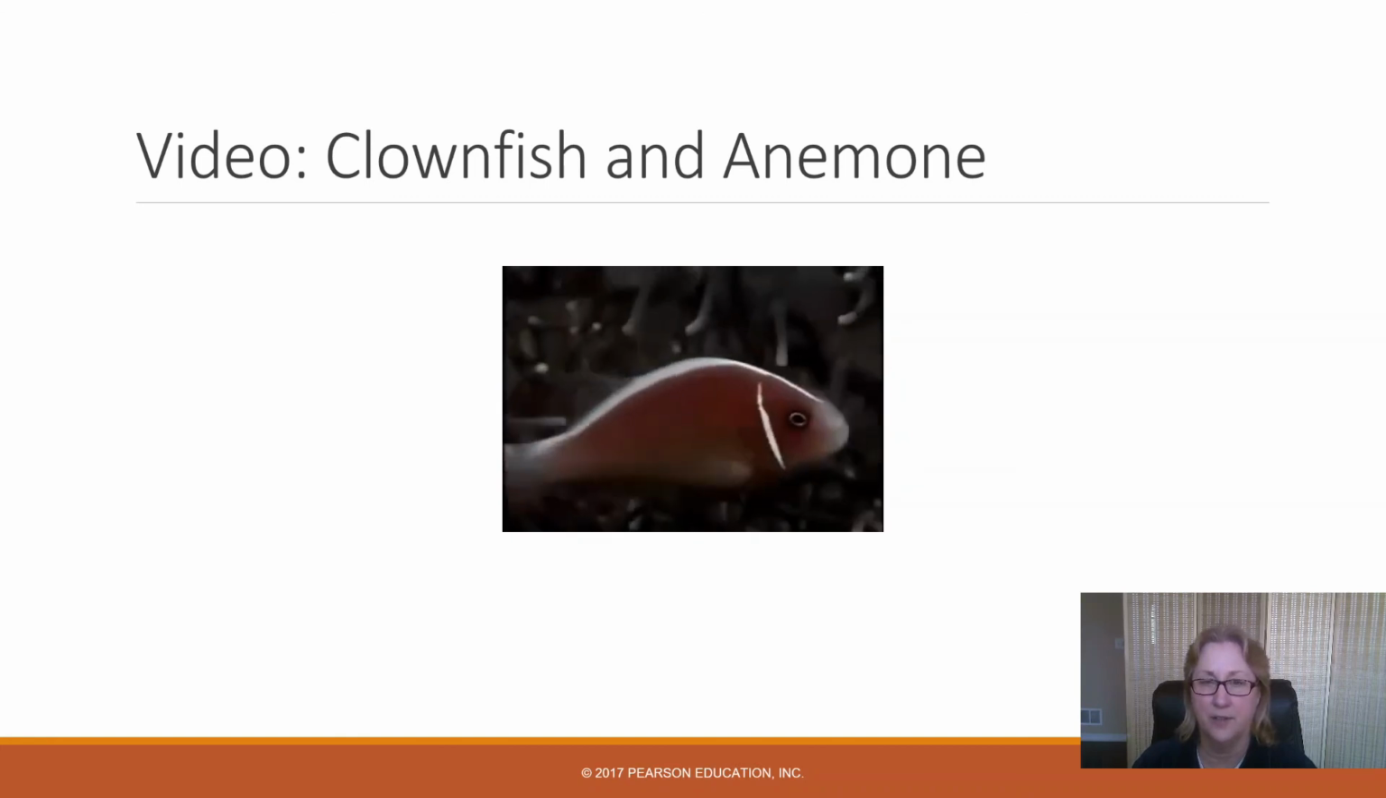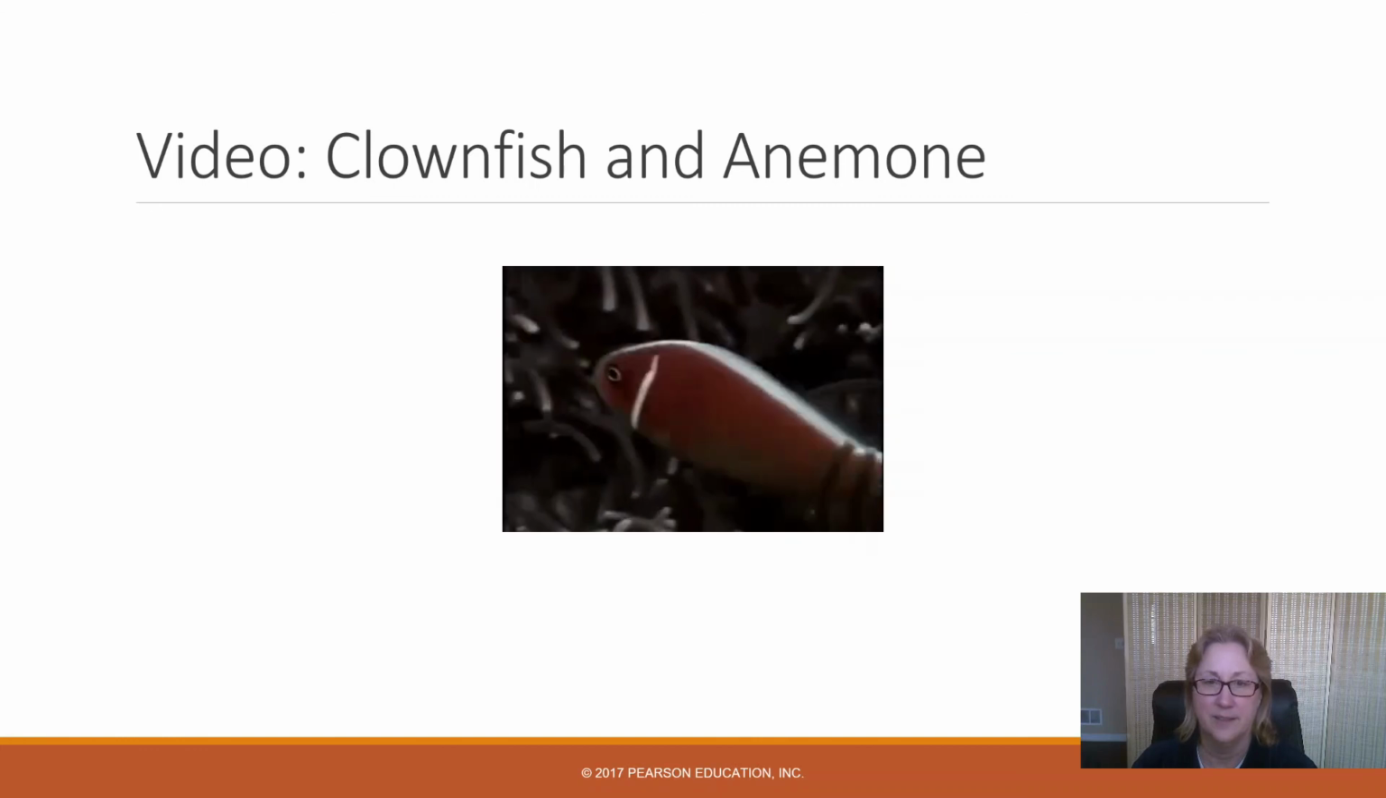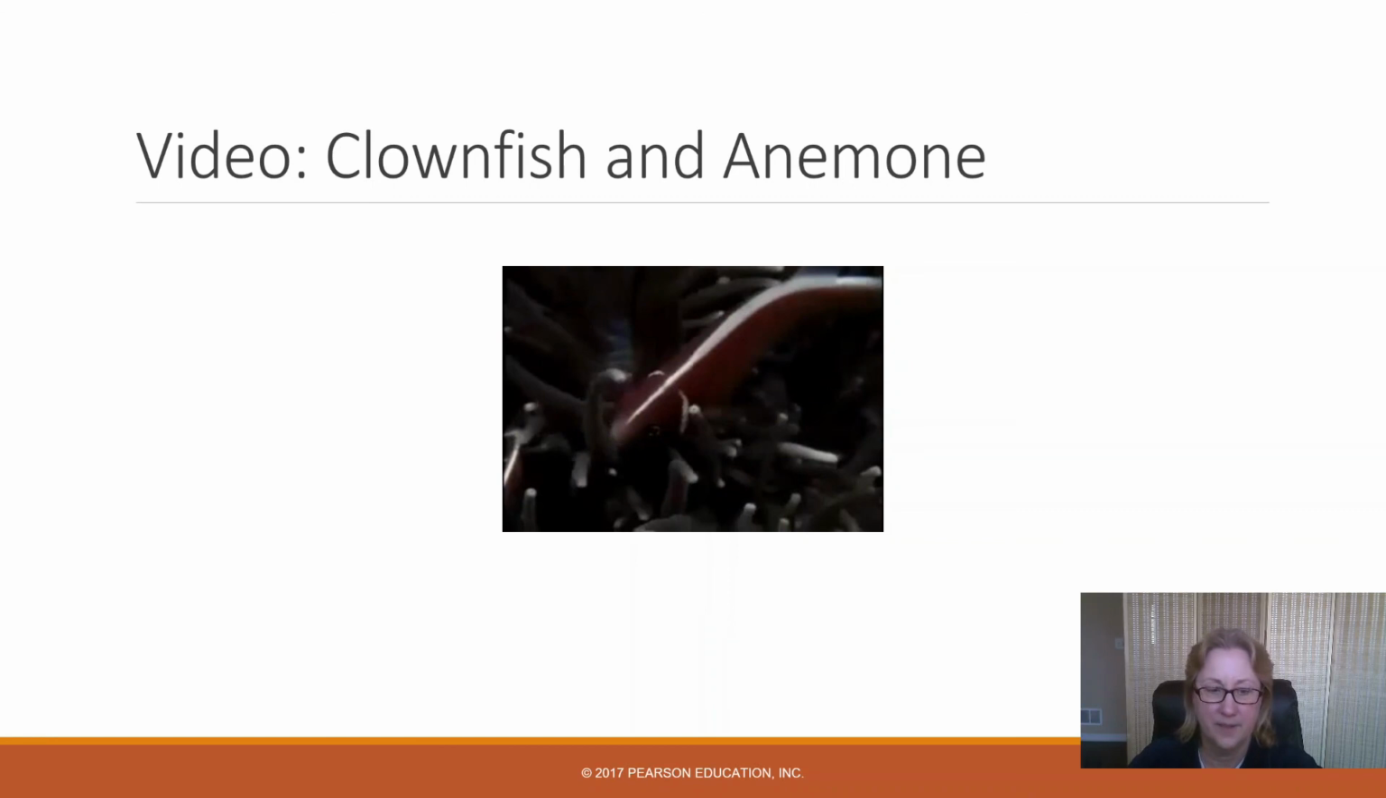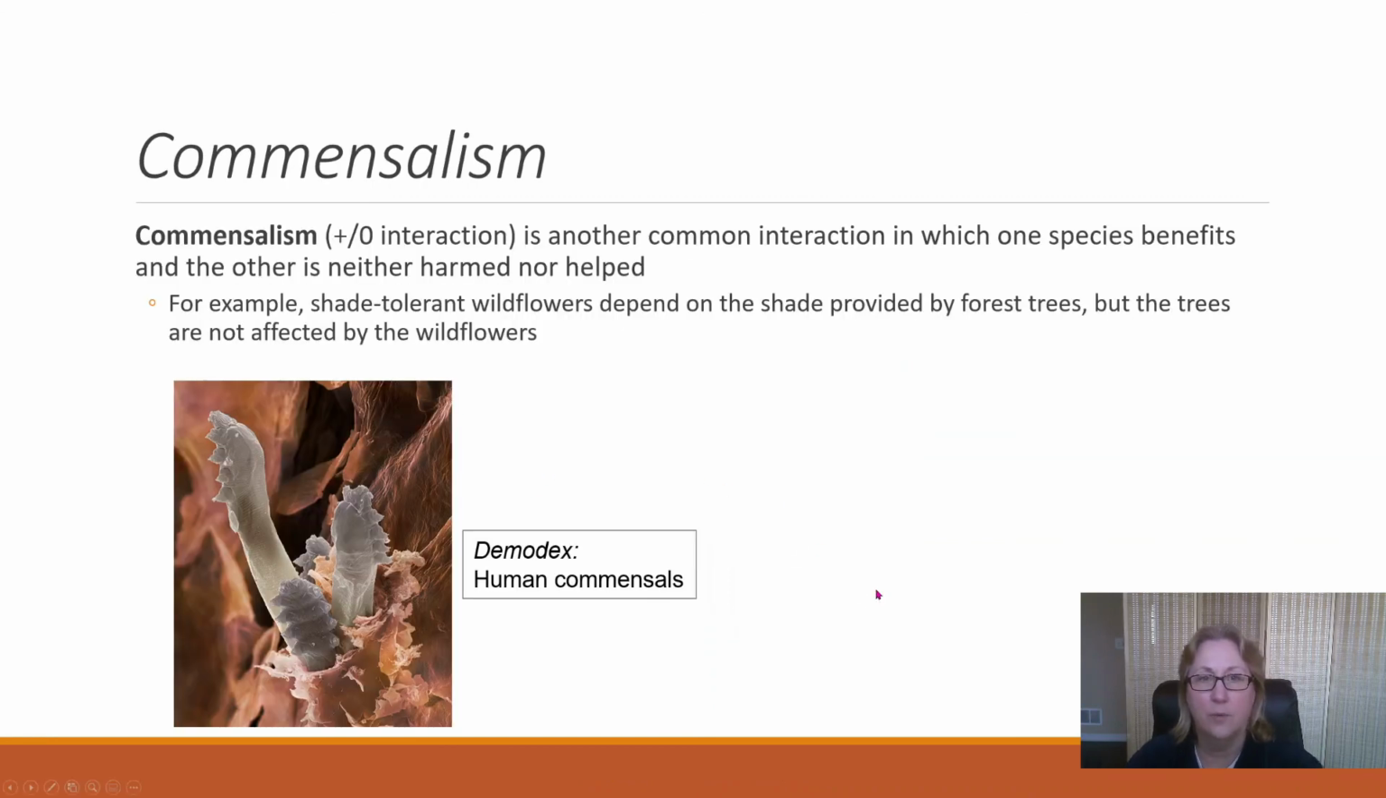So here's another type of anemone fish here. We have a commensal organism as well. We have a species of arachnid that lives on us. Most mammals do. The genus name is Demodex. And this is a scanning electron micrograph of what they look like.